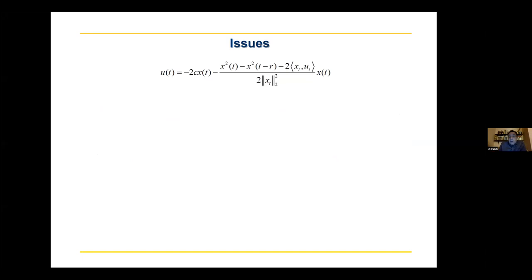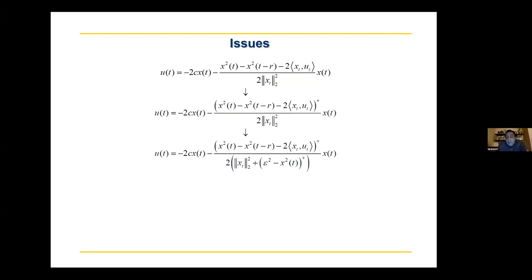Okay, so this is the controller that we talked about. First thing here is, okay, we can take the positive part of this numerator. This is going to give us an even higher gain for the controller. This is not a big issue here, but we have to add something to the denominator in order to be able to guarantee that the denominator is not zero.